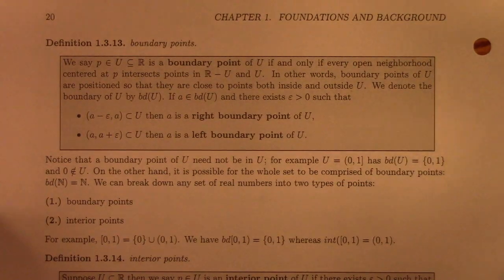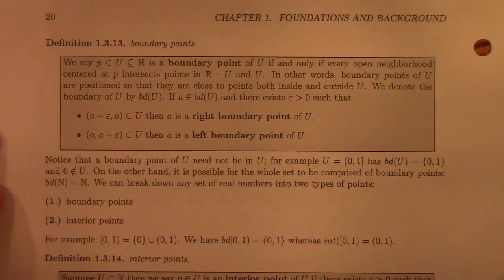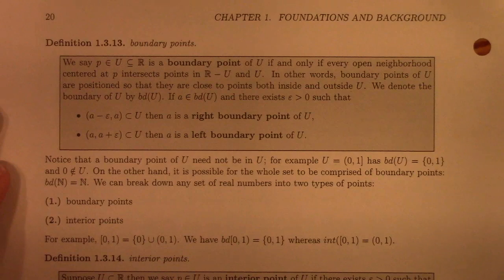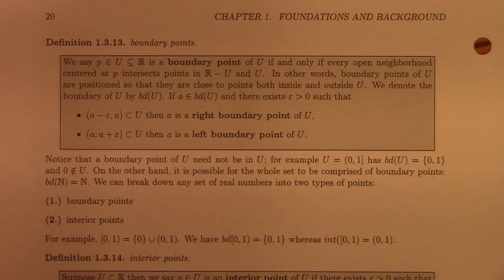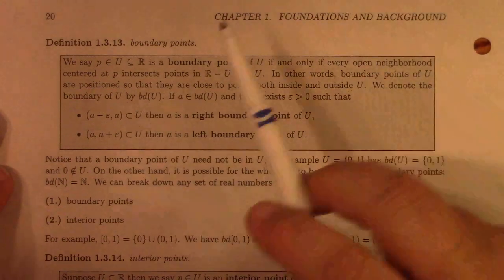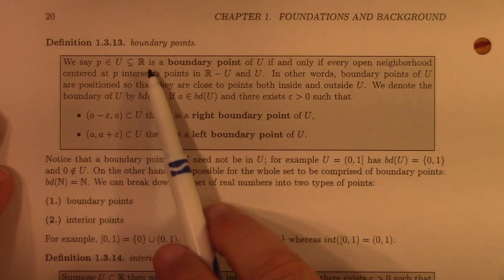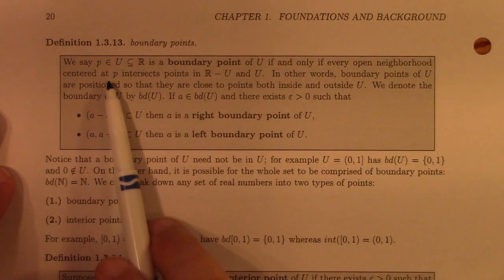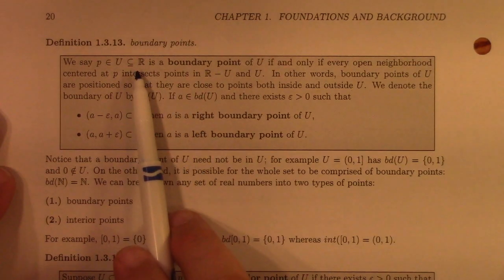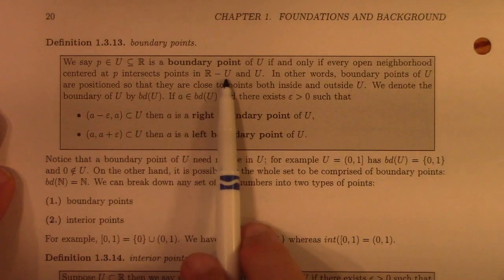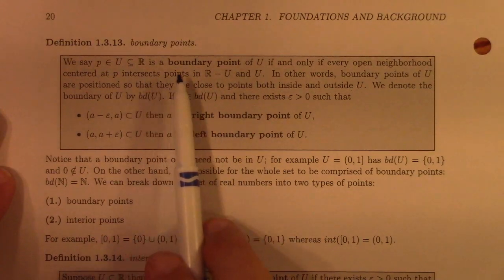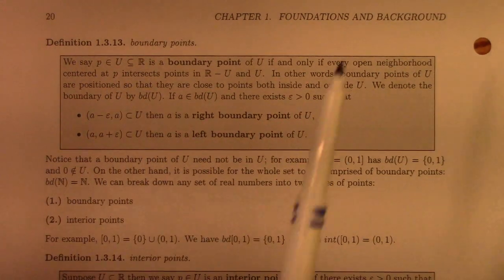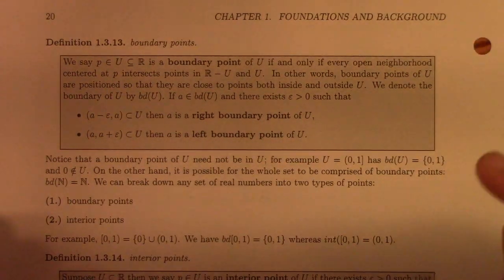The one was the neighborhood. We talked about that already. The other is boundary point. And again, all of this is really more about language than anything else, so I just want you to know that there is a specific definition for boundary point, and here it is. P, an element of U, a subset of the reals, is a boundary point if and only if every open neighborhood centered at P intersects points in the reals which are outside U and inside U. So it's a boundary point if whenever you take an open neighborhood around the point, you're getting points inside and outside the set. So you're straddling inside and outside. That makes it a boundary point.